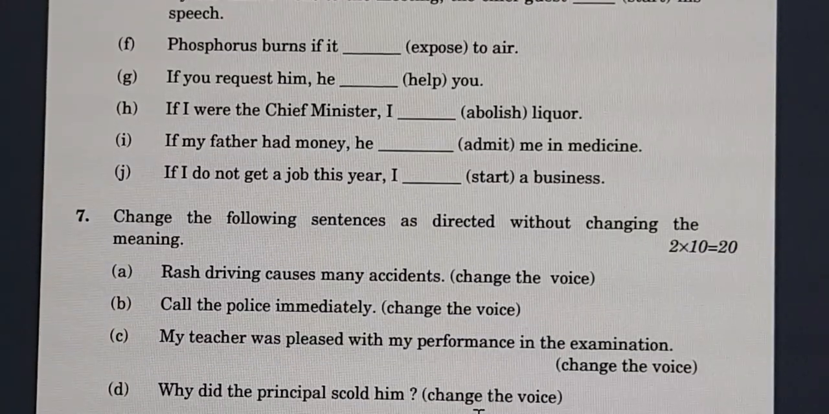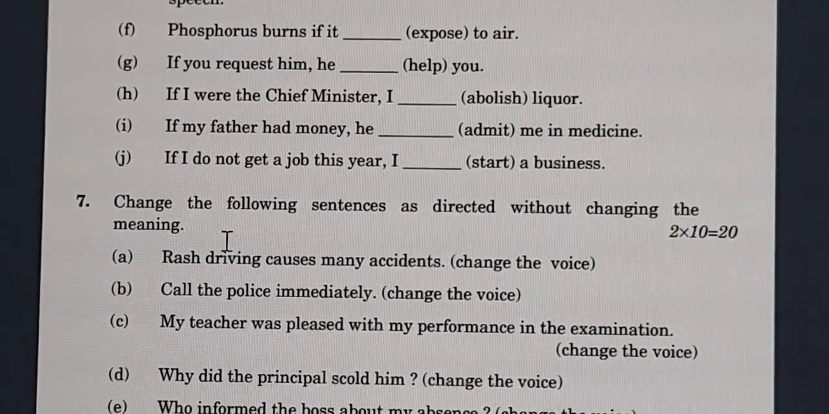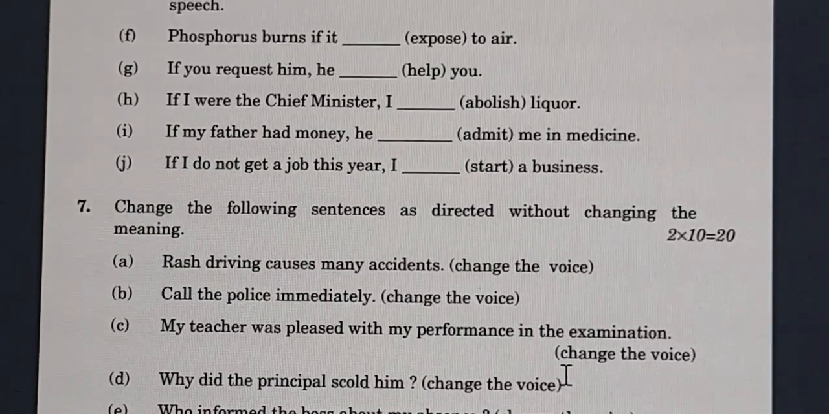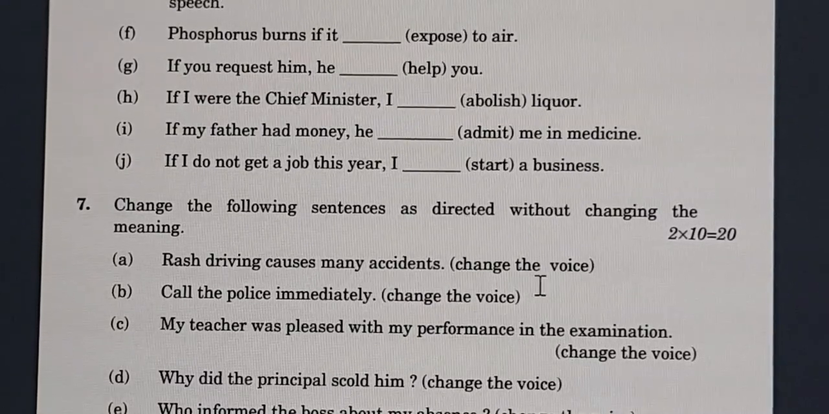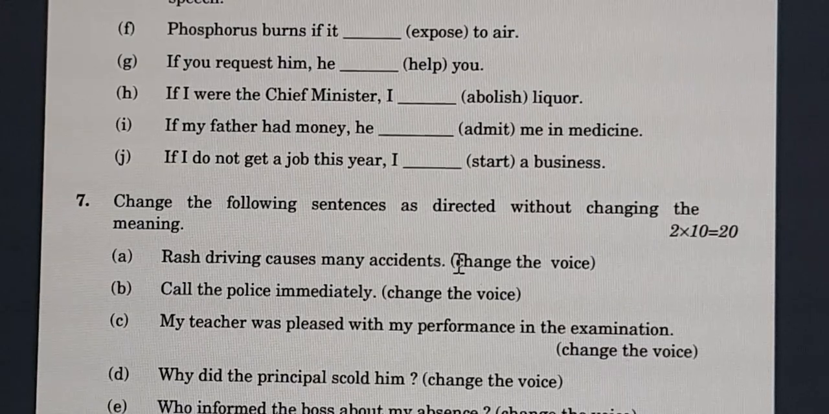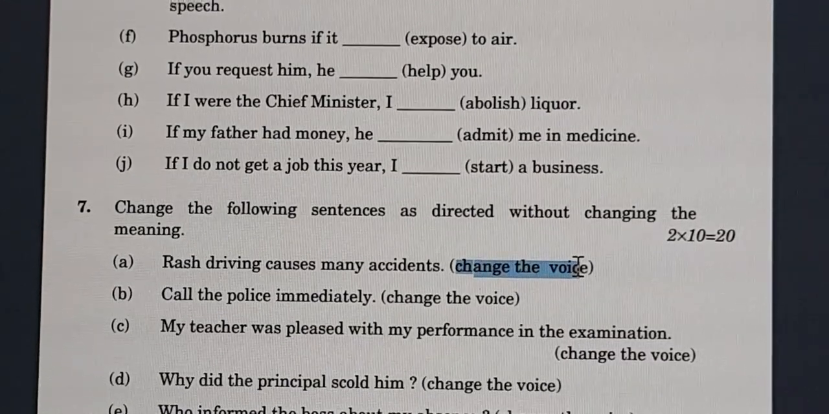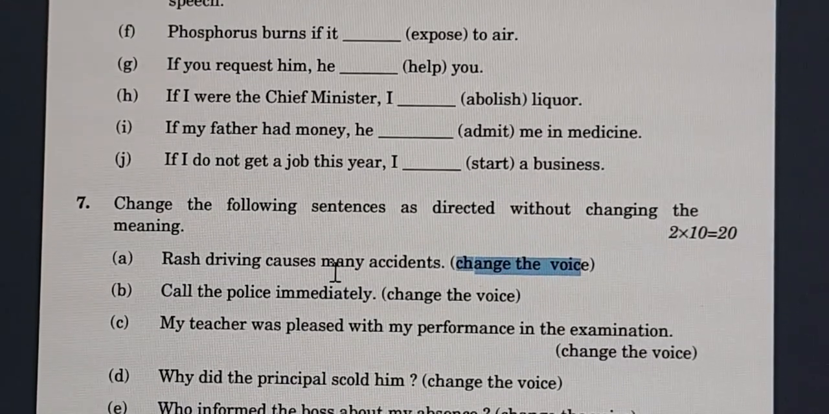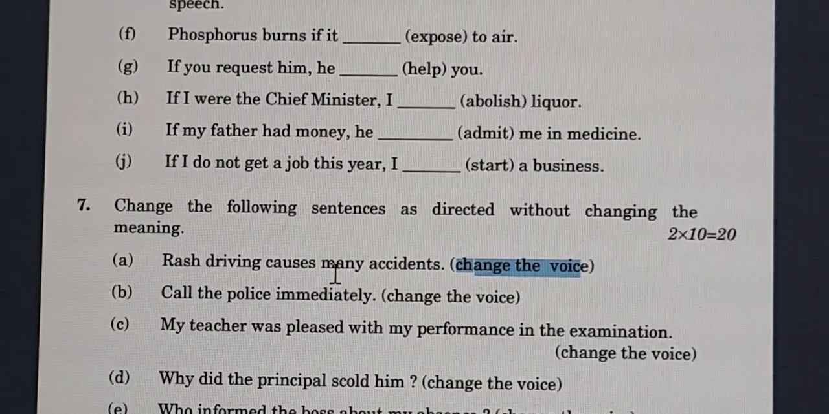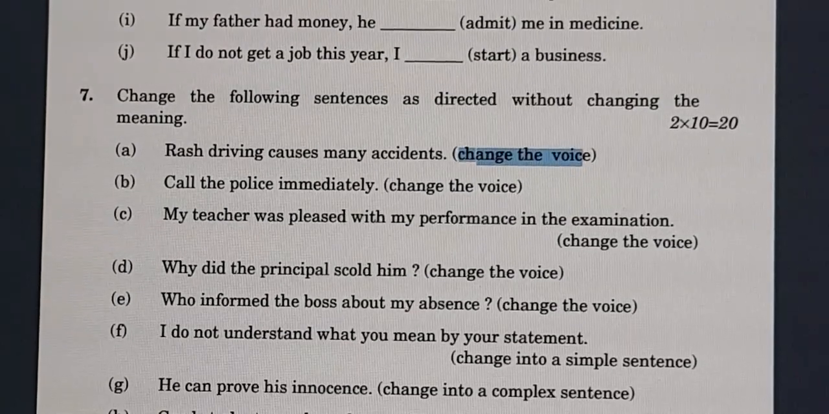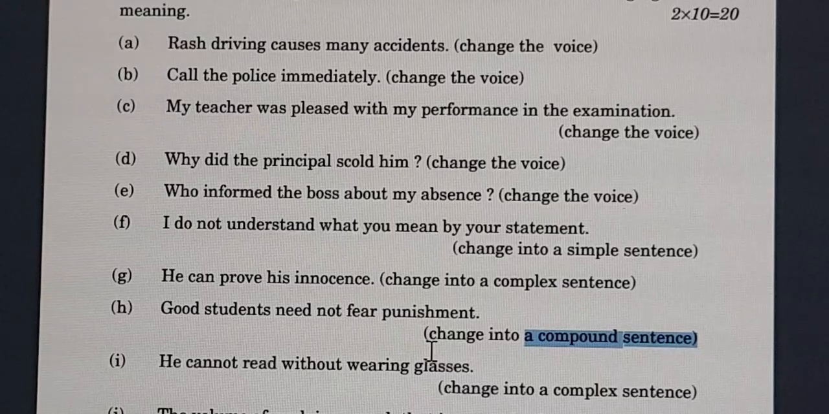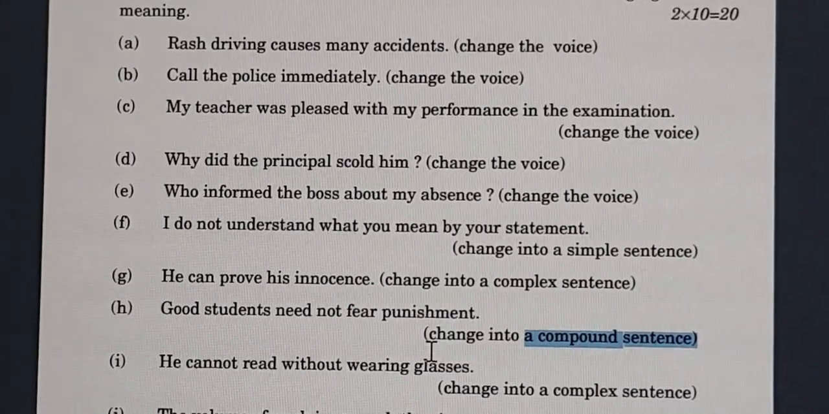We're moving to the seventh question, that is change the following sentences as directed without changing the meaning. In each question there is an instruction given, so you need to change it accordingly. Here the first question they are asking to change the voice. If a question is given in active voice or passive voice, you need to first confirm that and change it into the opposite one. So for each question there are certain instructions provided. You need to read it and change the whole sentence accordingly.